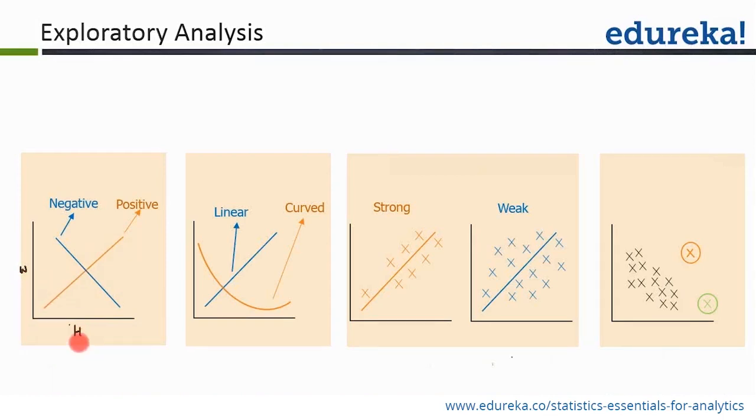What does that mean? If the height increases, for example from 1, 2, 3, 4, 5, 6 up to some 7 or whatever, then the weight, say from 50 to 100, also increases. That is an example of a positive relation.